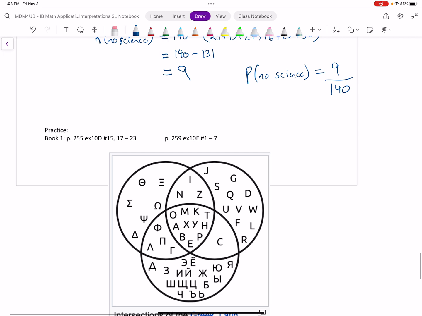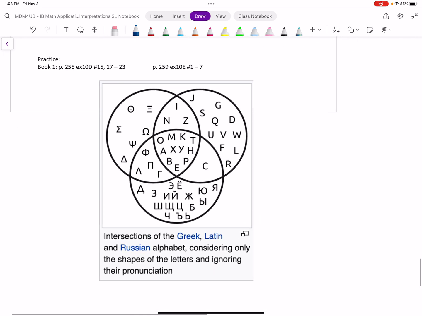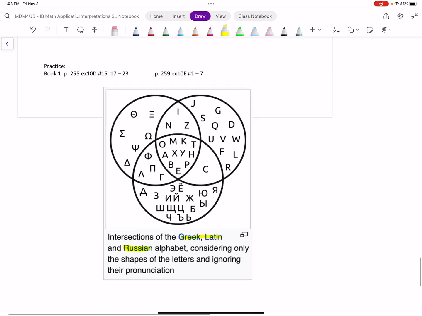Okay, here's your practice questions. Here, I thought this might be interesting to some of you. The intersections of Greek, Latin, and Russian alphabet. So you could probably answer to me which one's which. Pretty sure this one's Greek over here. Yeah, anyway, we can talk about that if you want to in class.